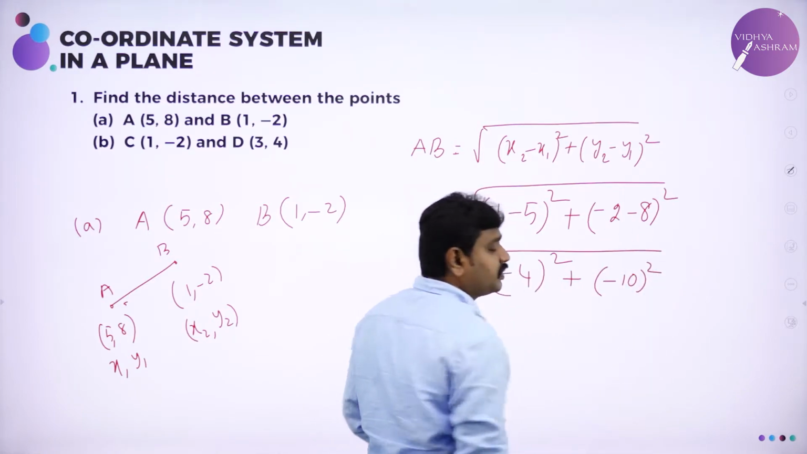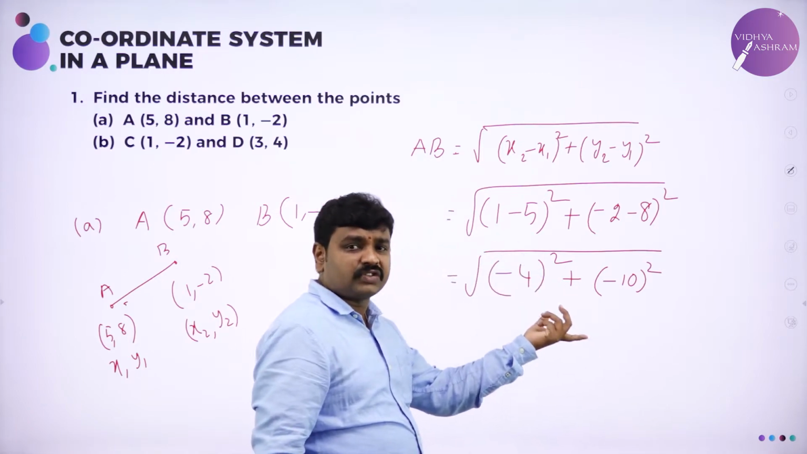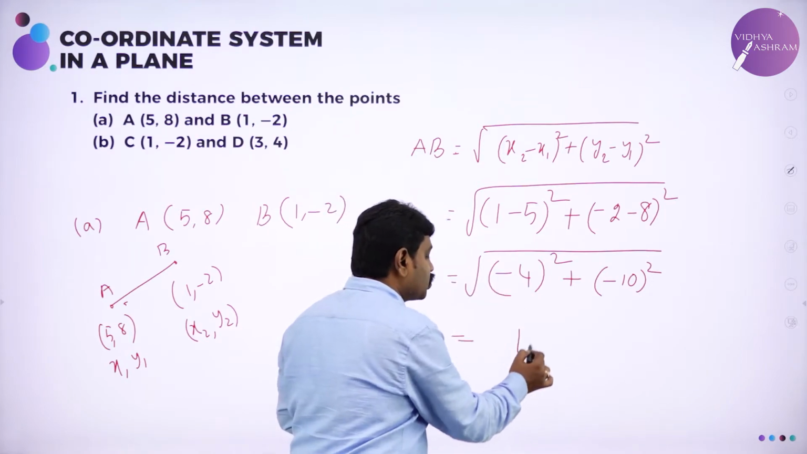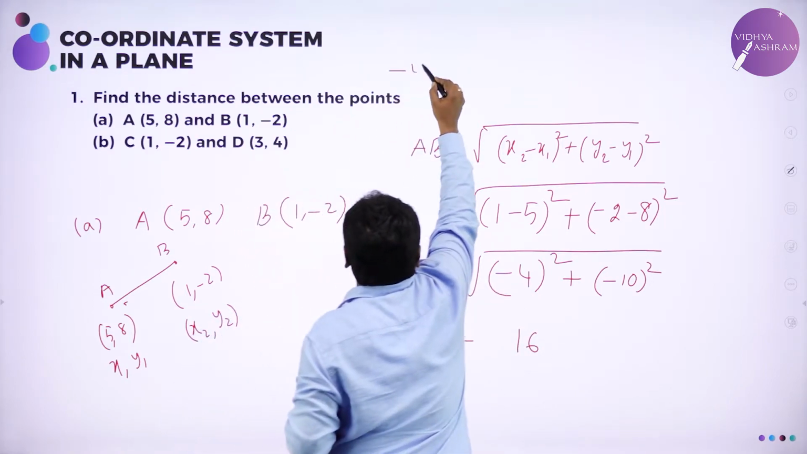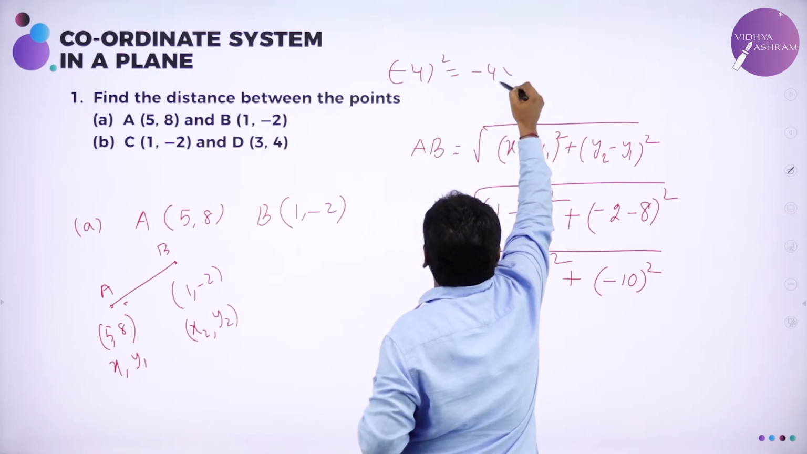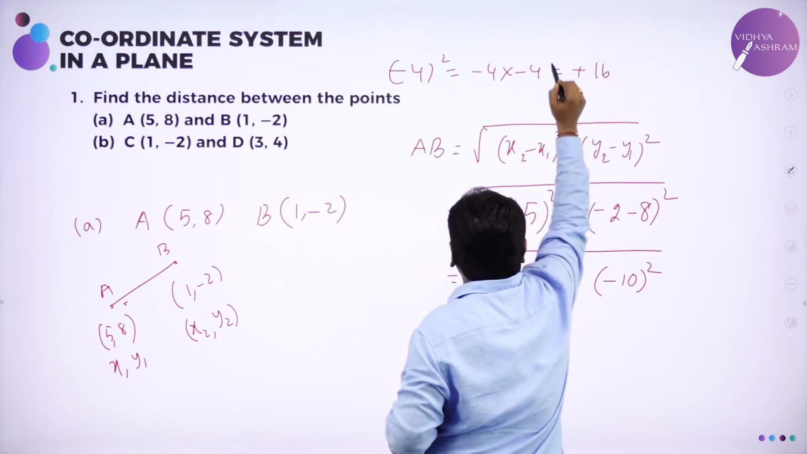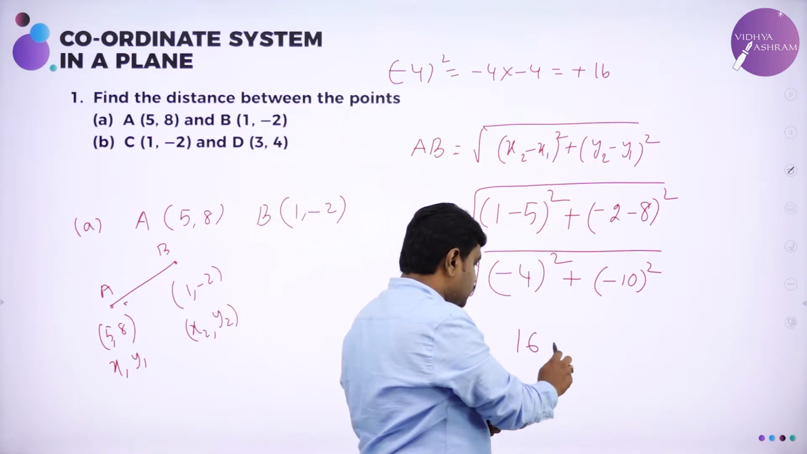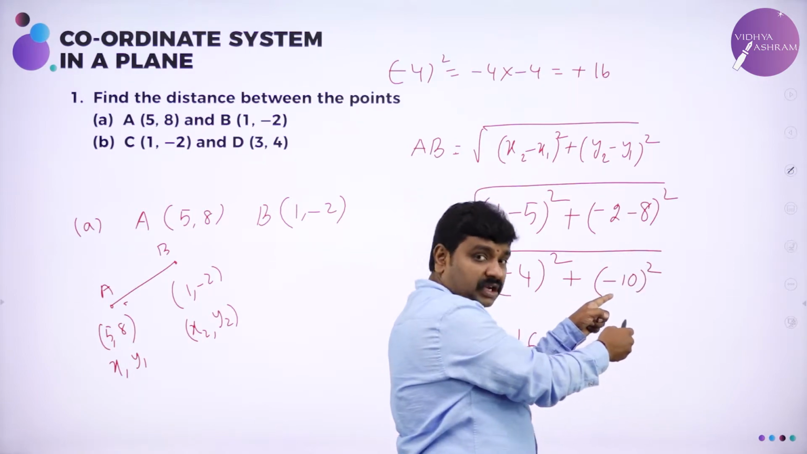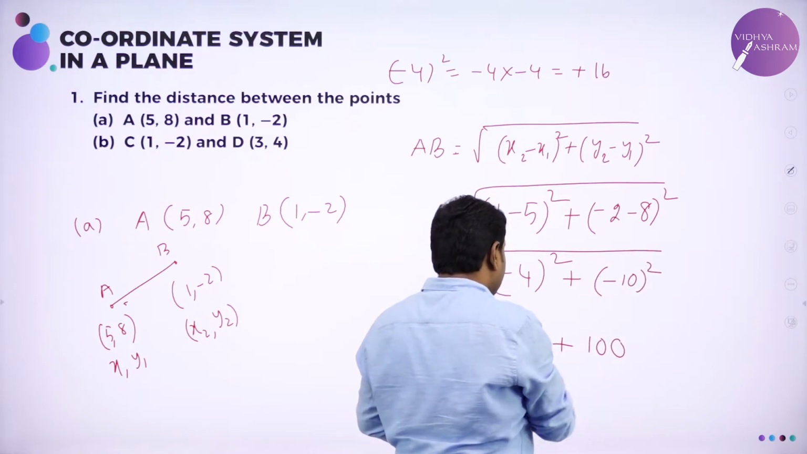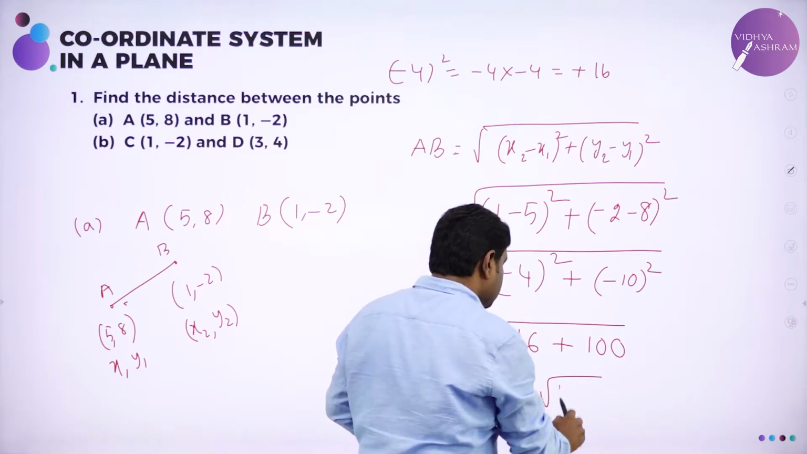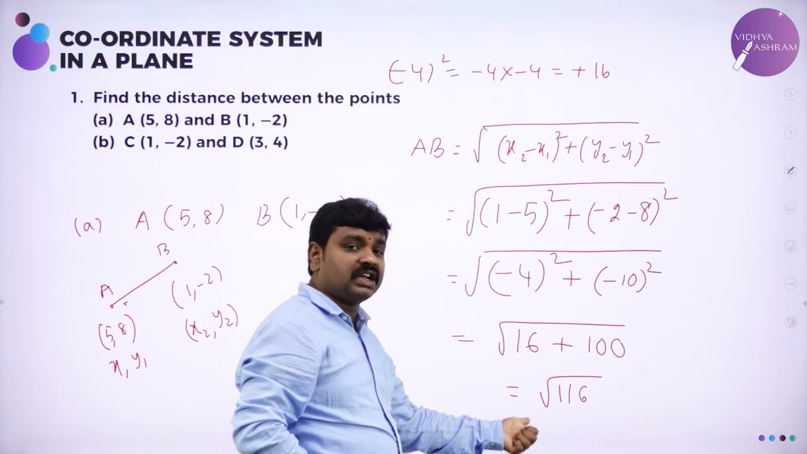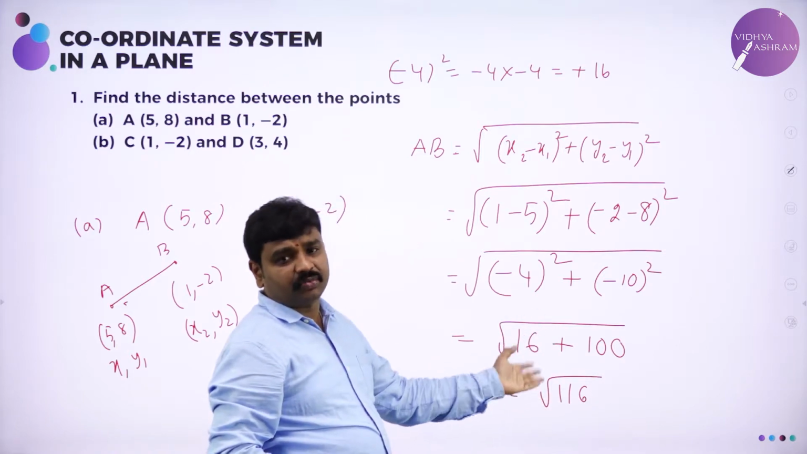My dear students, when you square a negative it becomes positive. Minus 4 square means minus 4 into minus 4, and minus into minus becomes plus. So when you square, a negative term becomes positive, remember. And in between, what is the sign? Plus. Minus 10 square again is positive. 4 square is 16, 10 square is 100. So what is the answer? Root of 116. If it is divisible by any perfect square like 16 or 4, you can write it as a product and simplify it.